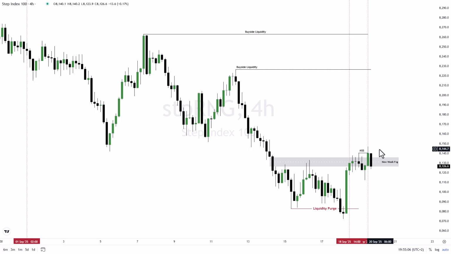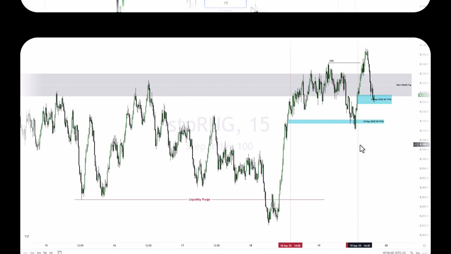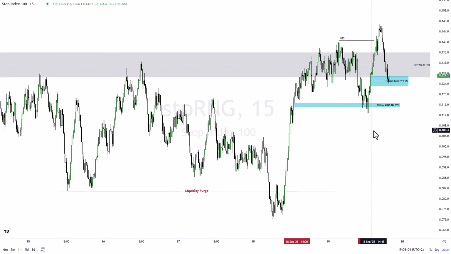When we get to the lower time frames, we want to see supporting structures that give us an idea as to our narrative in the daily time frame. We want to see ideas that work in conjunction with the higher time frame. All right, so let's hop into the lower time frames. This is the 15 minutes time frame on Step Index.